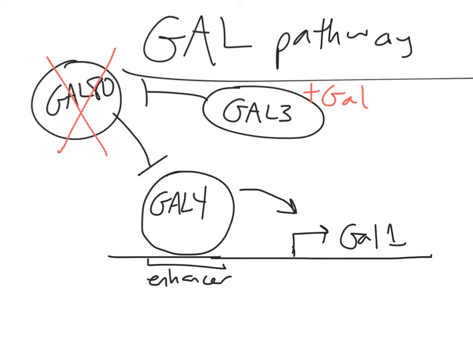So I've drawn the arrows here like the genetic pathway. It's a series of repressions followed by one activation step. So something regulates something that regulates something negatively. Ultimately, gal4 is the thing that turns on expression of gal1.